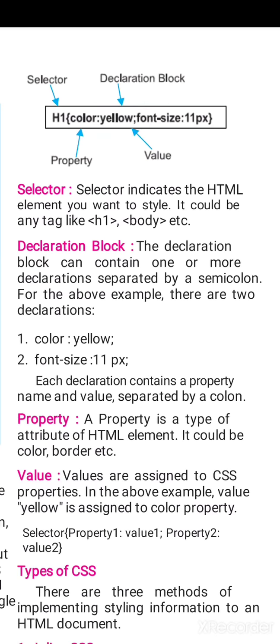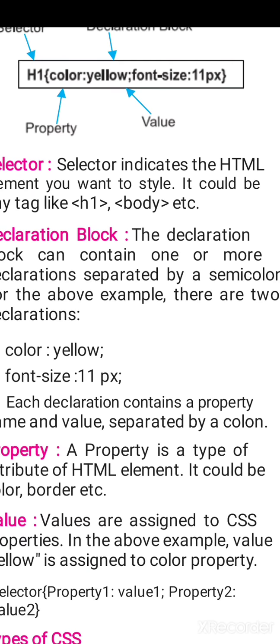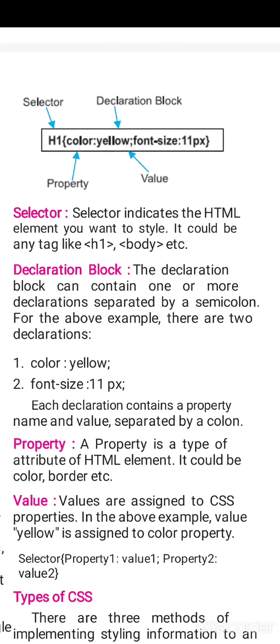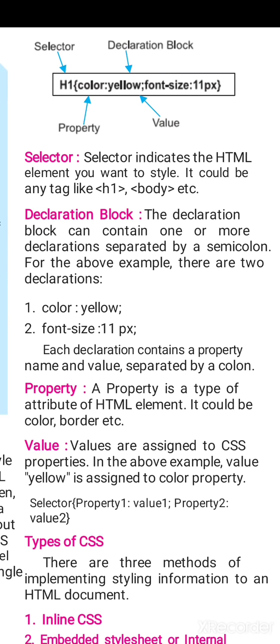Here the color property holds a value of yellow. The font size property holds a value of 11 pixel. So see here, between the word color and the word yellow there is a colon as a separator, as well as here, font hyphen size colon 11 pixel. So here is a colon as a separator between font size and 11 pixel. So it holds meaningful information as well as effect like this.